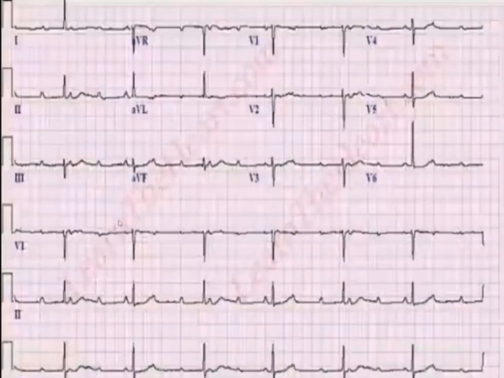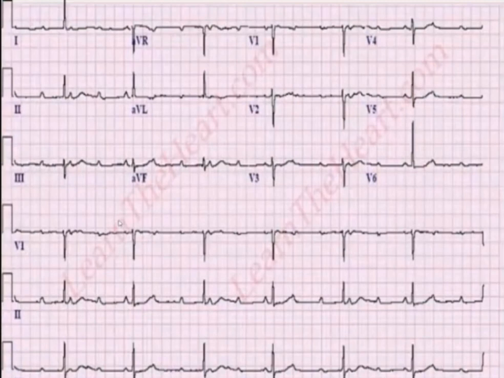This is another ECG, a 12 lead ECG with complete heart block. You can see here how they are dissociated. And look at the QRS. The QRS here is a narrow QRS.